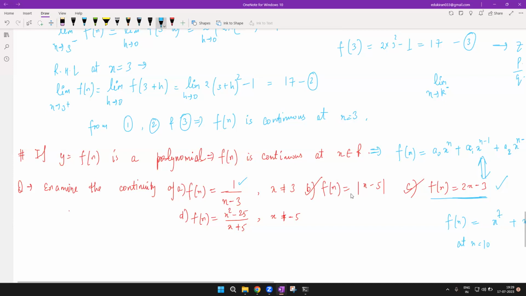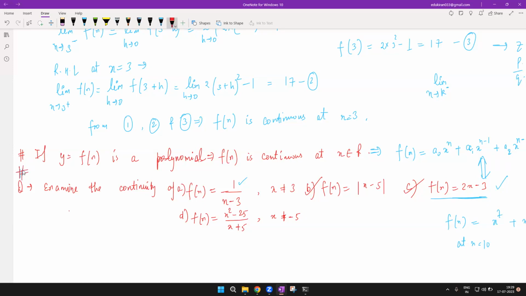Okay. So let's talk about these two functions first, B and C part. So B part is a modulus function, which is always continuous. Don't even think about it. Modulus function is always continuous, as long as there is nothing in the denominator. If there is a polynomial function, if there is a modulus function, they will always be continuous. I'm also writing this. A modulus function is also always continuous.